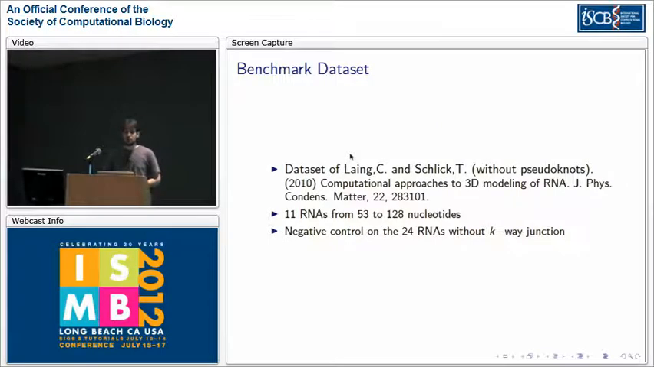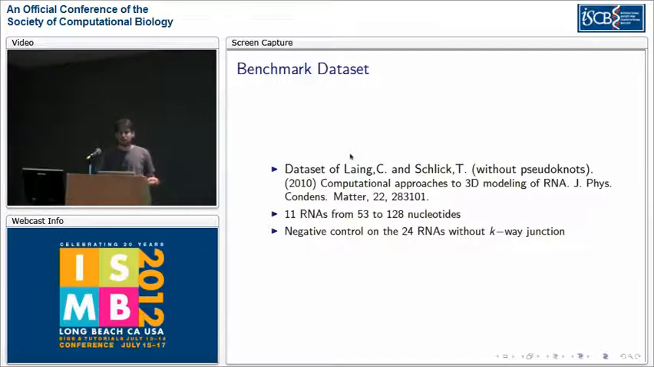To benchmark all this, we use a dataset of Lang and Schlick, from 2010, computational approaches to 3D structures. It has around 40 RNAs. Of those, 11 were of interest to us because they contain three-way junctions inside, which, as I said, are those that actual software are not able to reconstruct. And there were 24 other RNAs that didn't contain any three-way, four-way, or higher order K-way junction inside, and we used this as a negative control. So the first step: there was never a K-way junction inserted if there was none in the original RNA. So that was quite a good thing.